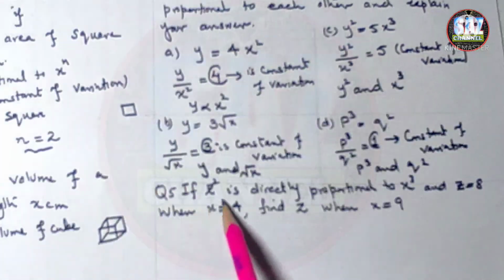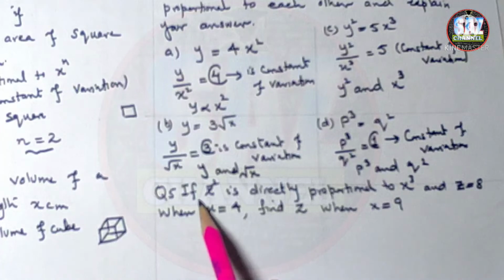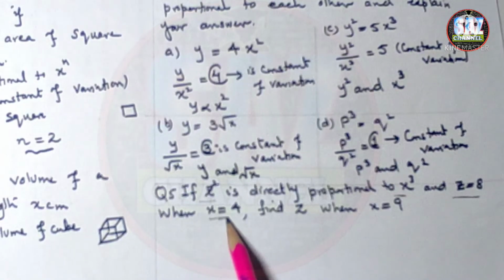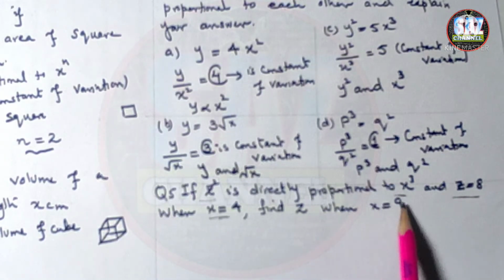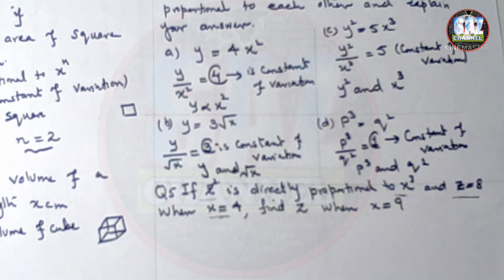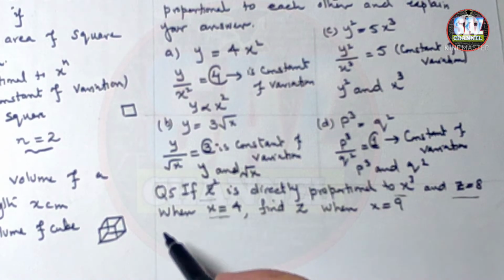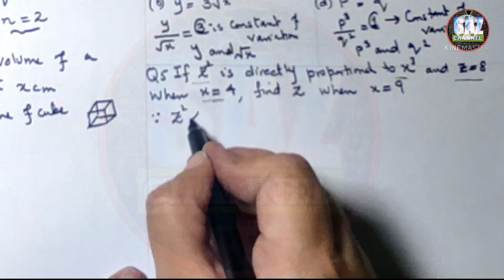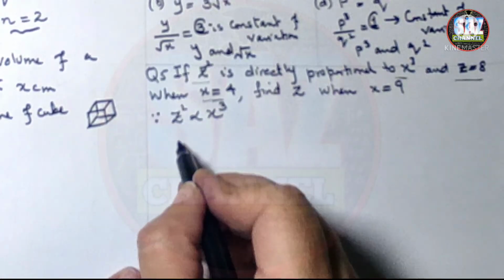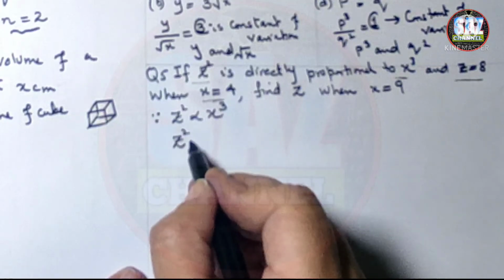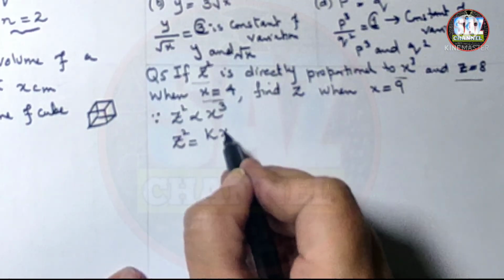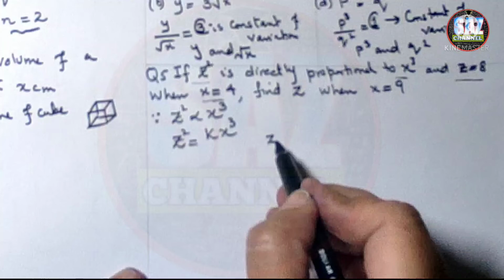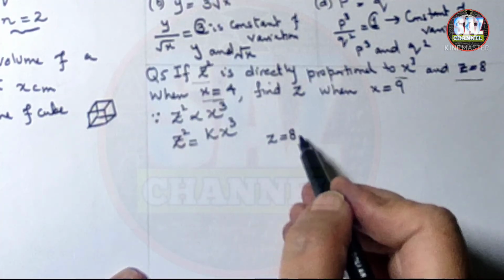Next question, question number 5. Question 5 says, if z square is directly proportional to x cube and z is equal to 8 when x equals 4, find the value of z when x equals 9. In the beginning the question is saying that z square is directly proportional to x cube. So first of all, we have to write the equation connecting z square and x cube: z square equals kx cube. And now the question is giving us the value z is equal to 8 when x is equal to 4.